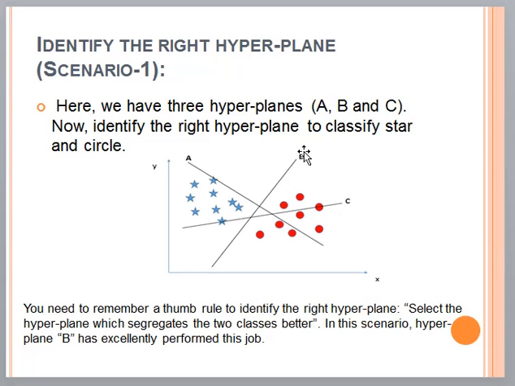But if you look at this B line, this is providing me the correct classification, because it can distinguish between the two sets of data, and it can classify this set on one side and this set on the other side of the plane. So you need to remember a rule of thumb to identify the right hyperplane. We need to select the hyperplane which segregates the two classes better, right? So I will say that this is my right hyperplane if it segregates the two sets of classes. In this scenario, of course, you will see that the hyperplane B is able to perform its job successfully.